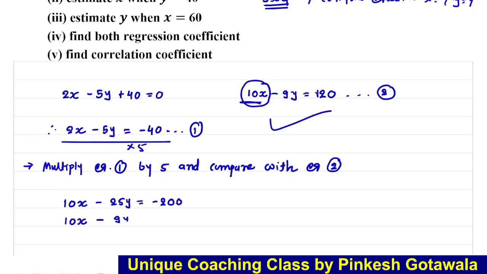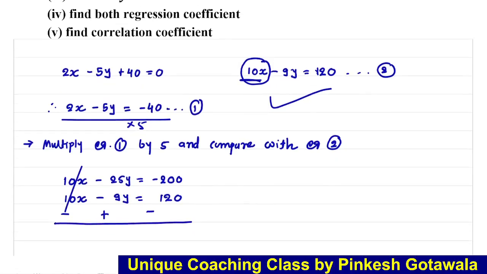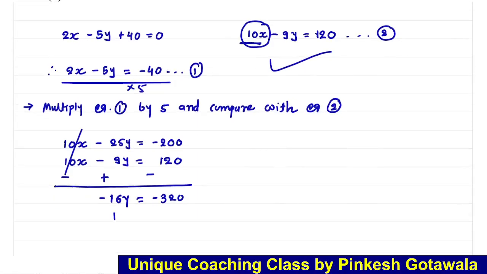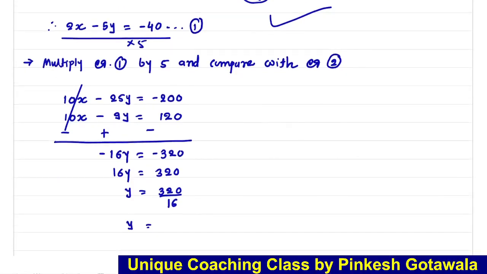10x minus 9y is equal to 120, and then let's change this sign. So here it would be cancelled, minus 25 plus 9y, so it would be minus 16y, and this side minus 200 minus 120, so minus 320. Both sides minus would be cut, removed. So 16y is equal to 320. So y is equal to 320 divided by 16. So we get the answer 20. Okay, so we get the answer of y.